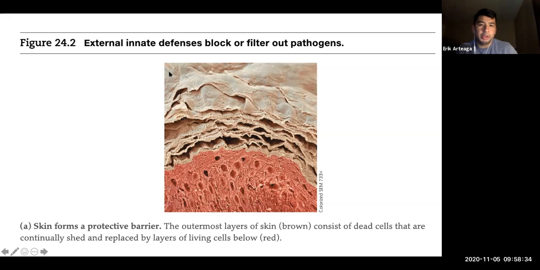All right, so external or innate defenses block out or filter out pathogens. Skin forms a protective barrier. The outermost layer of skin consists of dead cells that are continually shed and replaced by layers of living cells below. Okay, so you see the dead cells here, and then you see that epidermal tissue growing outward and dying eventually. And this provides a nice layer that protects the body from any pathogen that's trying to invade.